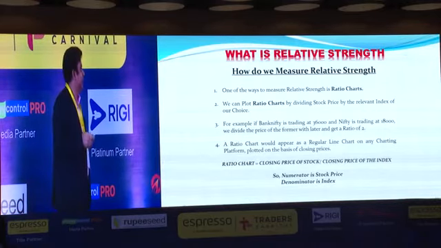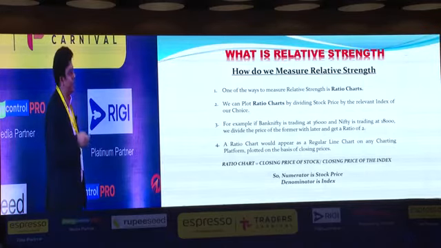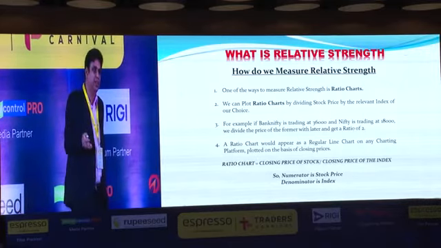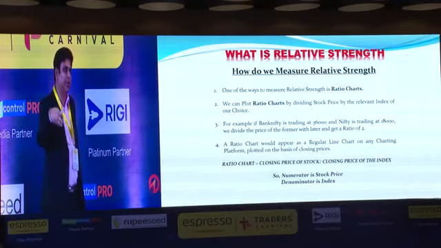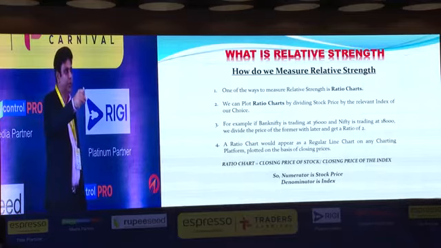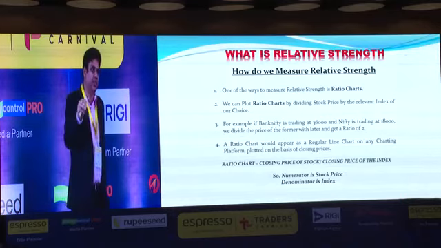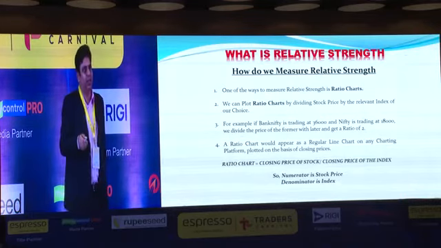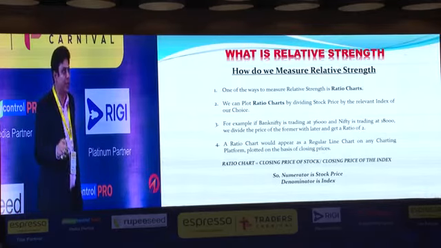For example, if Bank Nifty hypothetically is trading at 36,000 and Nifty is trading at 18,000, we divide the price of the former by the latter and get a ratio of 2. Now this particular ratio is for that particular day. It is going to change every day based on the closing price of the day. So it's going to be on your screen as a line chart. Just like you look at stock prices as a line chart, we will get a ratio line, a relative strength line, computed on a daily basis with this simple formula, and depicted in the form of a line chart.